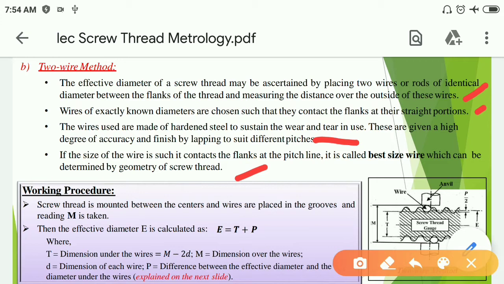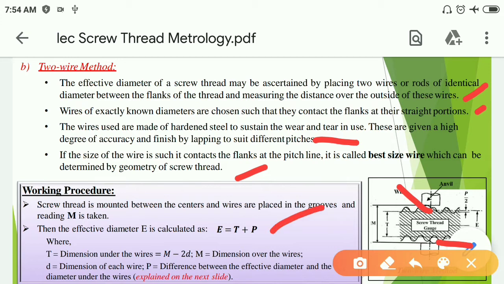Now, working procedure. Screw thread is mounted between the centers and wires are placed in the grooves and reading M is taken. As shown in figure, one wire is on the upper side and the next wire is on the lower side and M is measured. The effective diameter E is calculated as E is equal to T plus P.